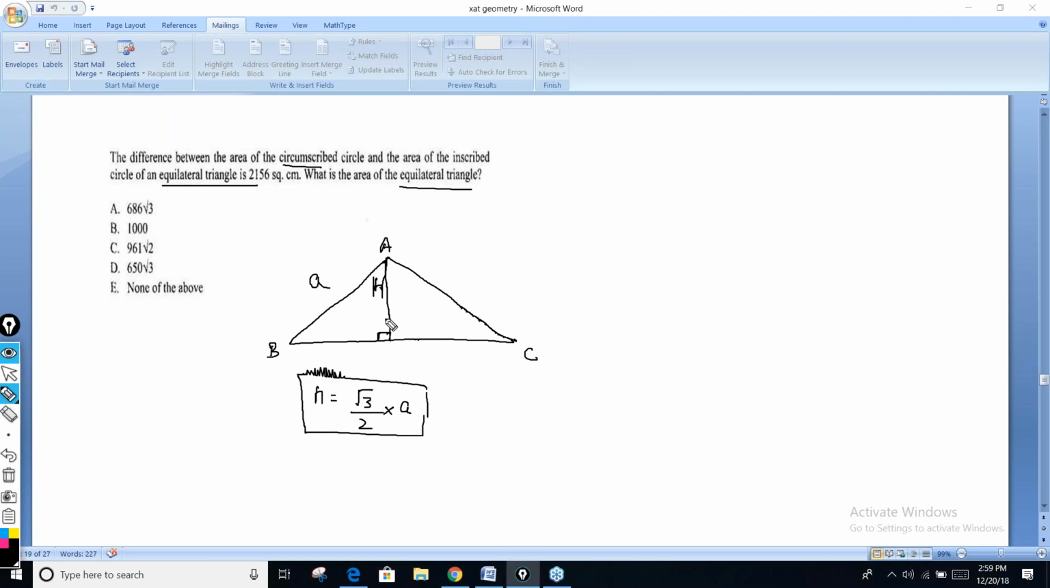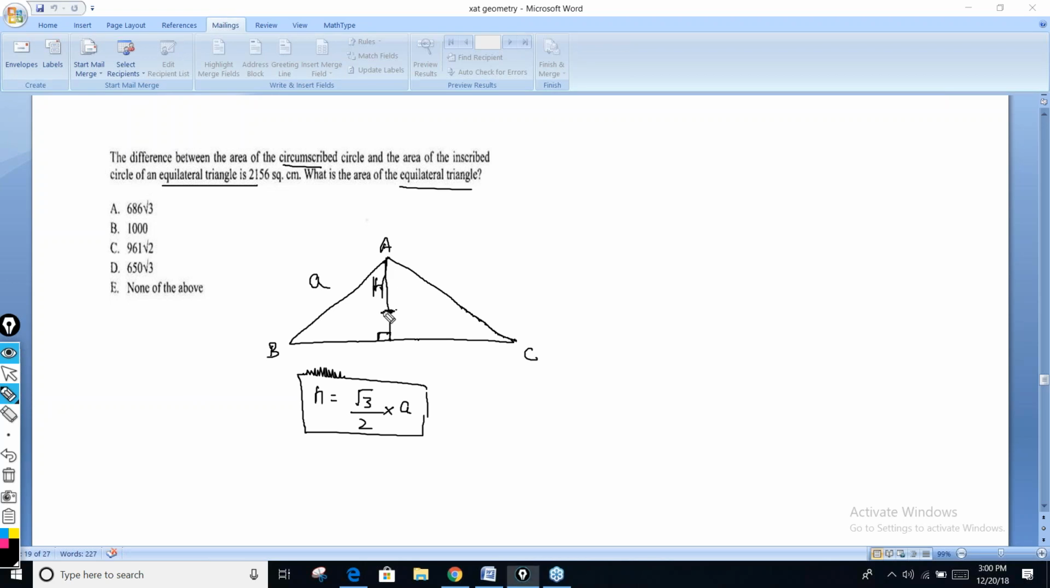In an equilateral triangle, the height is also the median, and the height is also the angle bisector, right? The incenter lies on the angle bisector and the circumcenter lies on the median. So for an equilateral triangle, the circumcenter and the incenter both lie on this perpendicular, because the perpendicular is the median.